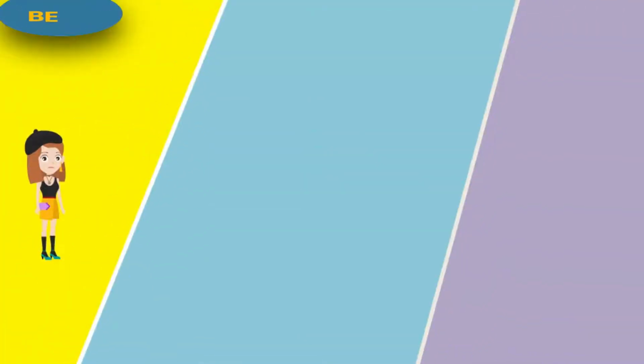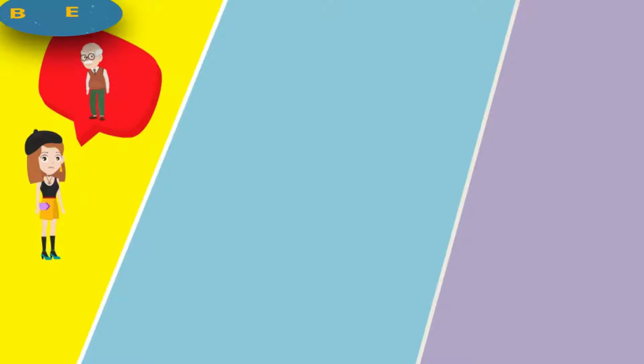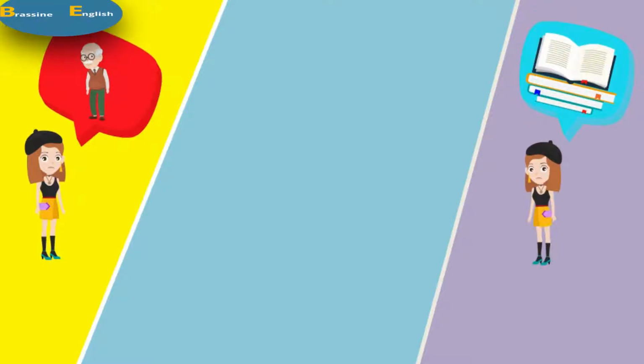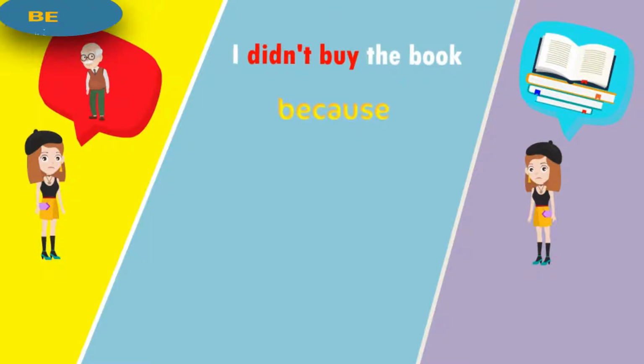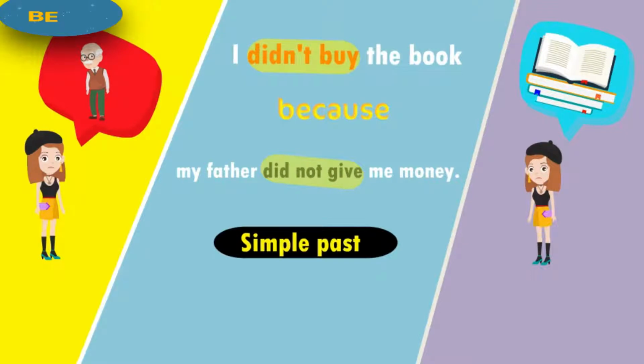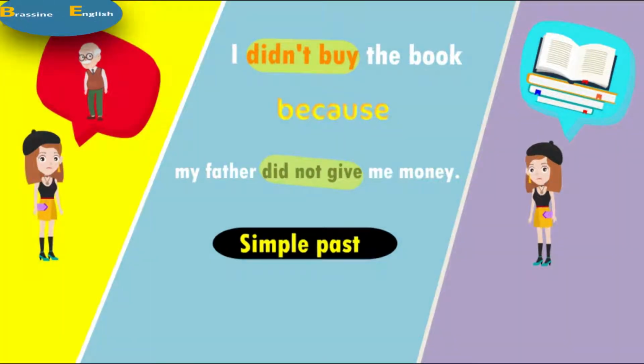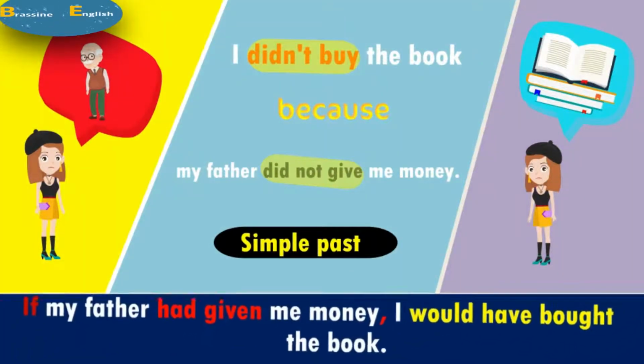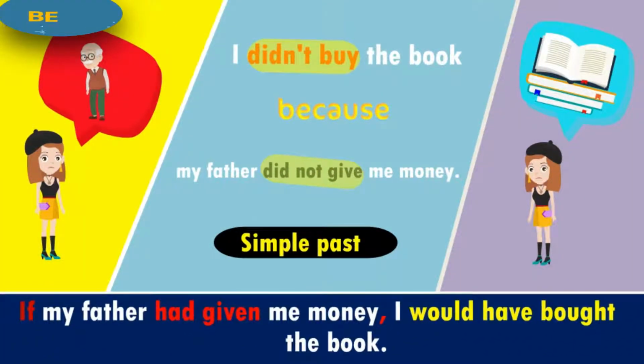Example number 3. In the third example, Sarah's father did not give her money, so she did not buy the book. And then she said, I did not buy the book because my father did not give me money. If you noticed again, did not buy and did not give are both in the simple past again. In this situation, Sarah is regretting that, or blaming her father for not giving her money. So she's going to say, if my father had given me money, I would have bought the book.